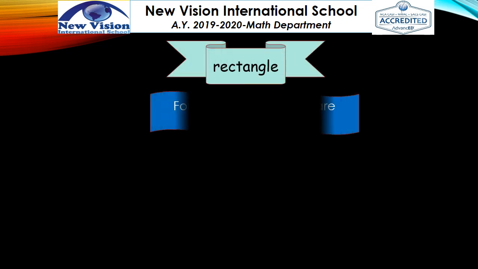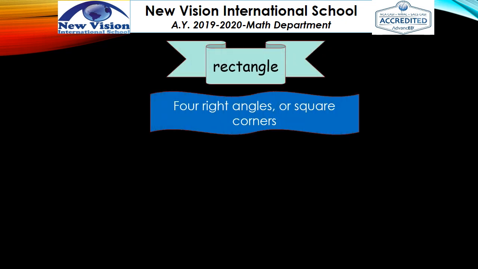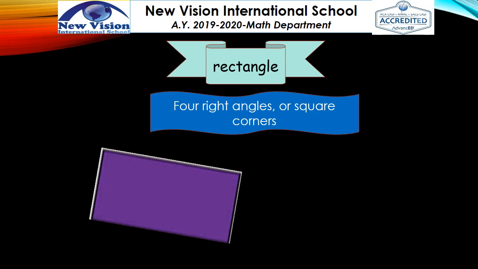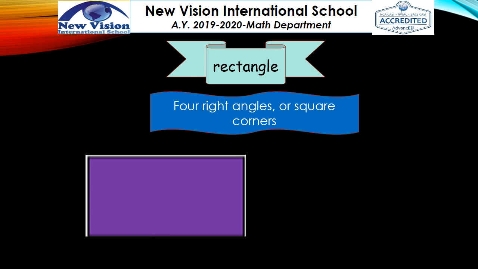As you can see, this shape is a rhombus and this shape is a rhombus. Now we have the rectangle. A rectangle has 4 right angles or square corners. You can identify a square and a rectangle easily because both the square and the rectangle have 4 right angles. But the difference is a square has all sides the same length, but a rectangle does not have all sides the same length. Only the 2 opposite sides have the same length, and the other 2 opposite sides have the same length.